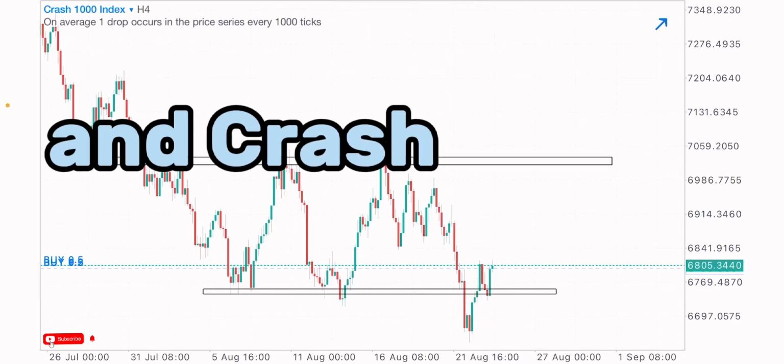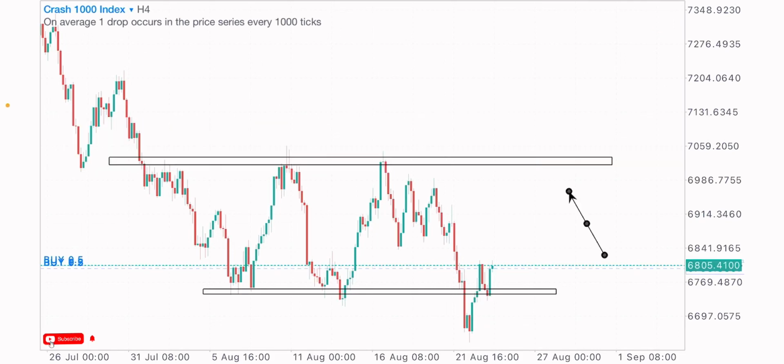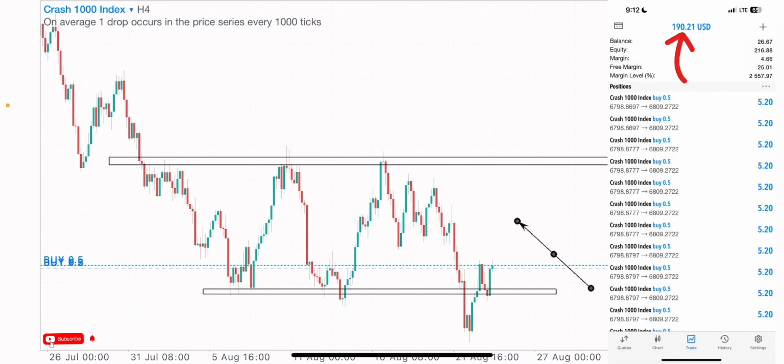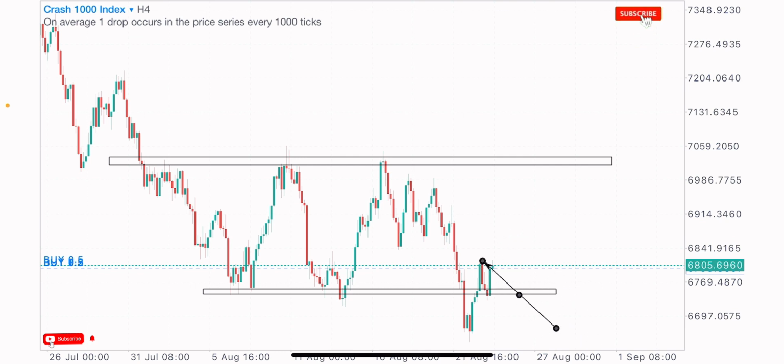So in today's video, I'll be teaching you guys this simple boom and crash strategy. As you can see, I already had two levels identified, a level of resistance here and a level of support. So this is simply a support and resistance strategy. So how do we trade the boom and crash market using this strategy?